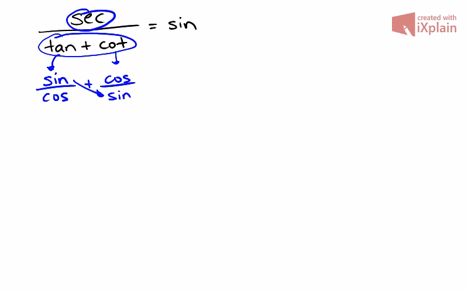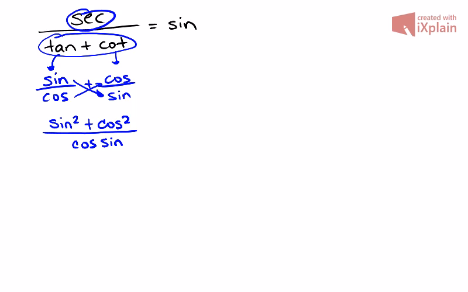So I do sine times sine, that gives me sine squared. Bring down the sine from the middle, that plus sign. Cosine times cosine is cosine squared. And that is all over the bottom, which is cosine times sine. So I'm just going to write cosine sine side by side.